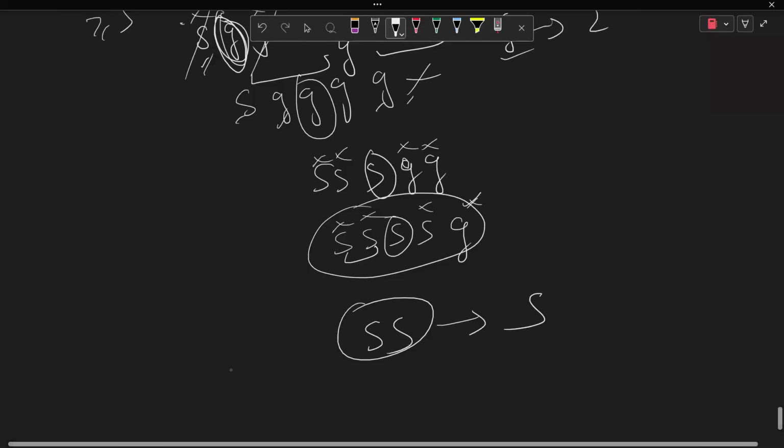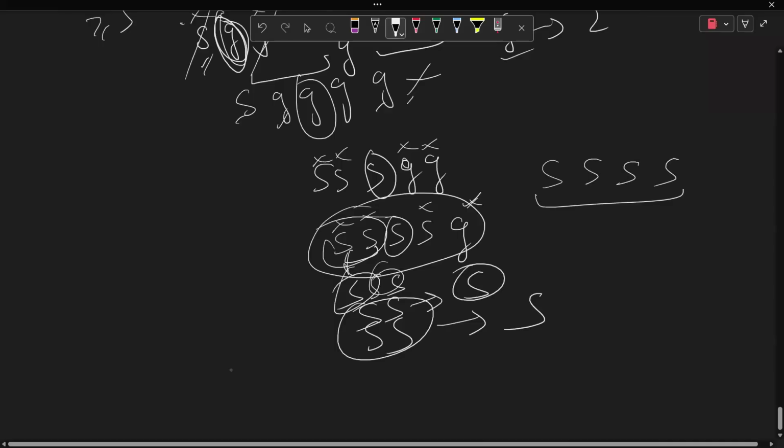So instead of doing it like this, apply and reduce to a single S. SSS, apply, reduce to a single S. SS, reduce to a single S. If you have some consecutive S, you can reduce all of them to a single S. That's what you can do by using operations of size 2 only.